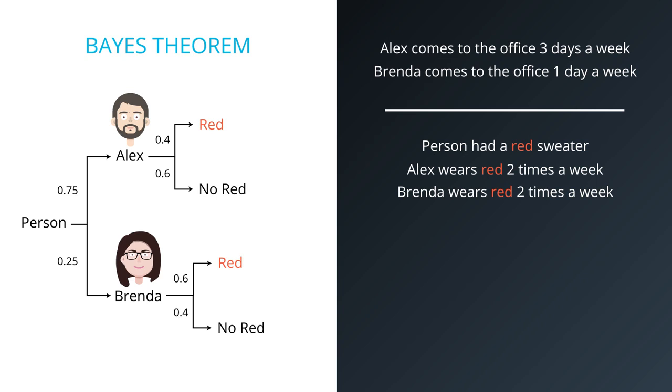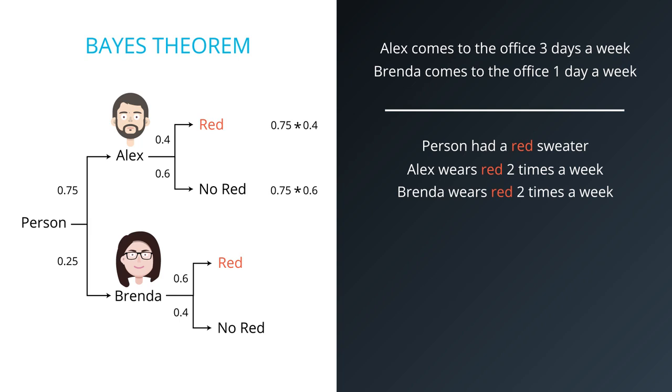Now, by the formula of conditional probability, the probability that these two will happen is the product of the two probabilities, P of Alex times P of red given Alex. Therefore, the probability that the person we saw is Alex and that they're wearing red is precisely 0.75 times 0.4. We multiply them and put the result here. We calculate the other probabilities in the same way. The probability that the person we saw is Alex and that he's not wearing red is 0.75 times 0.6.